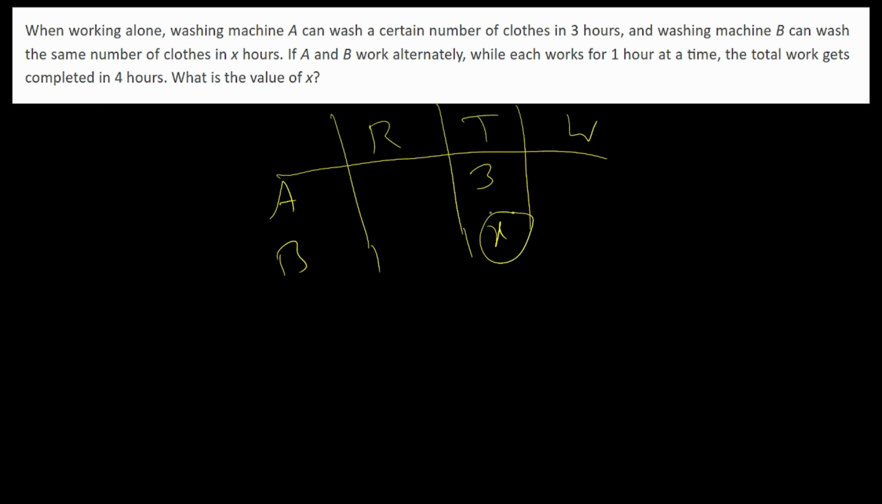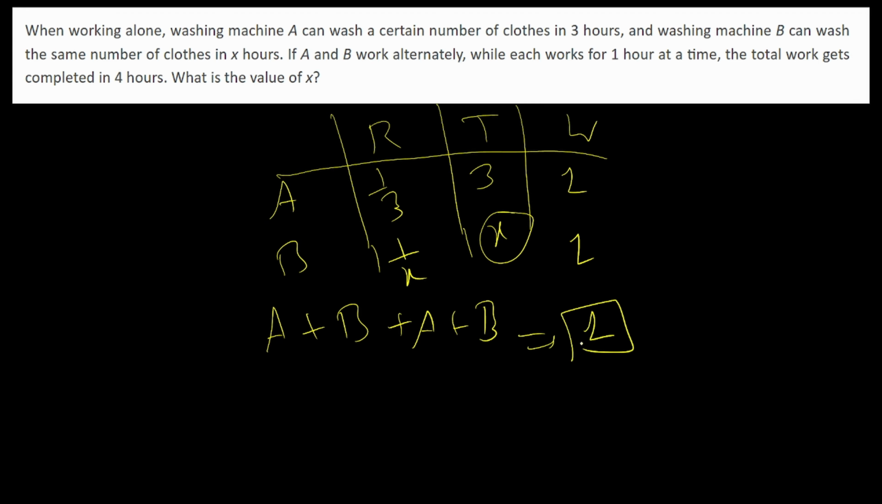Now your variable is given. So assume the work as 1, so 1 upon 3, 1 upon X. If A and B work alternately, each works for 1 hour. Let's suppose A works for 1 hour, then B works for 1 hour, then A for 1 hour, then B for 1 hour. Like this, the total work, which is 1, will be completed in 4 hours.